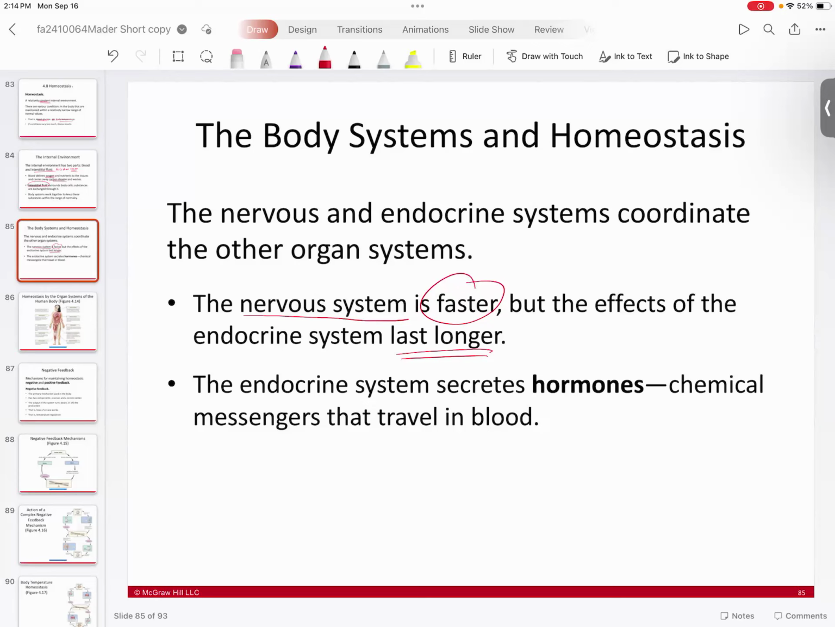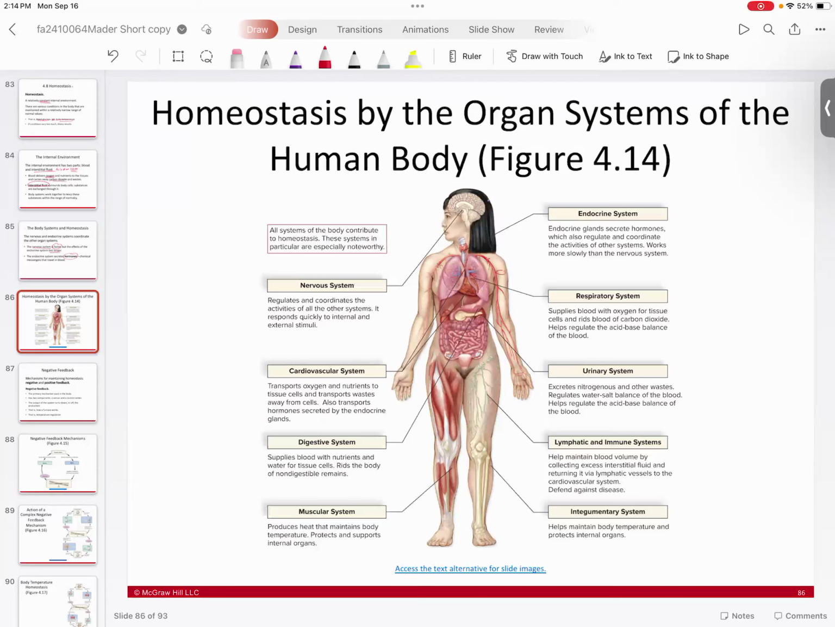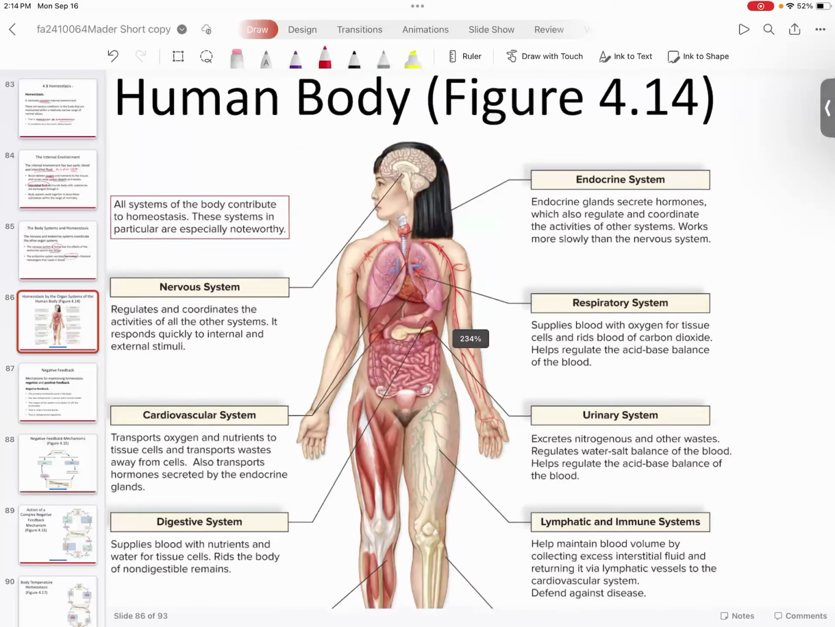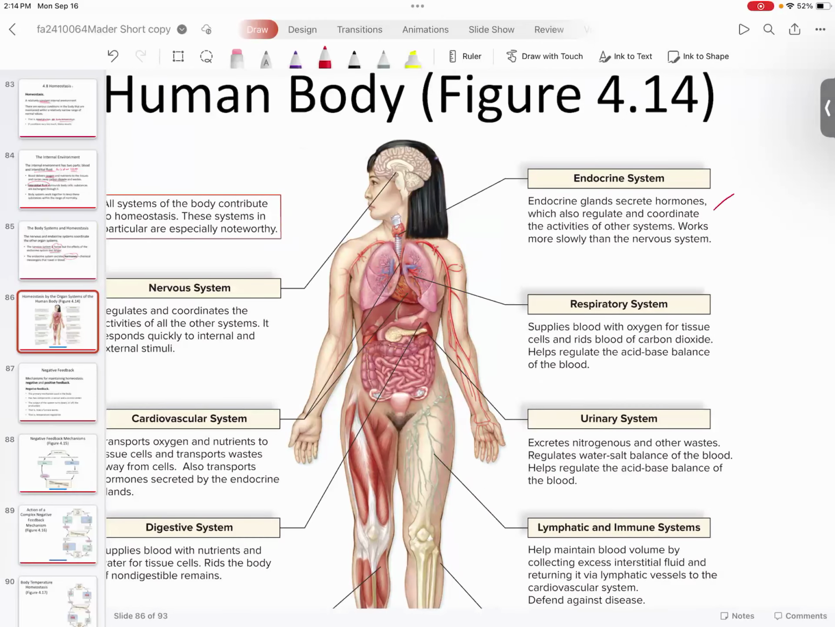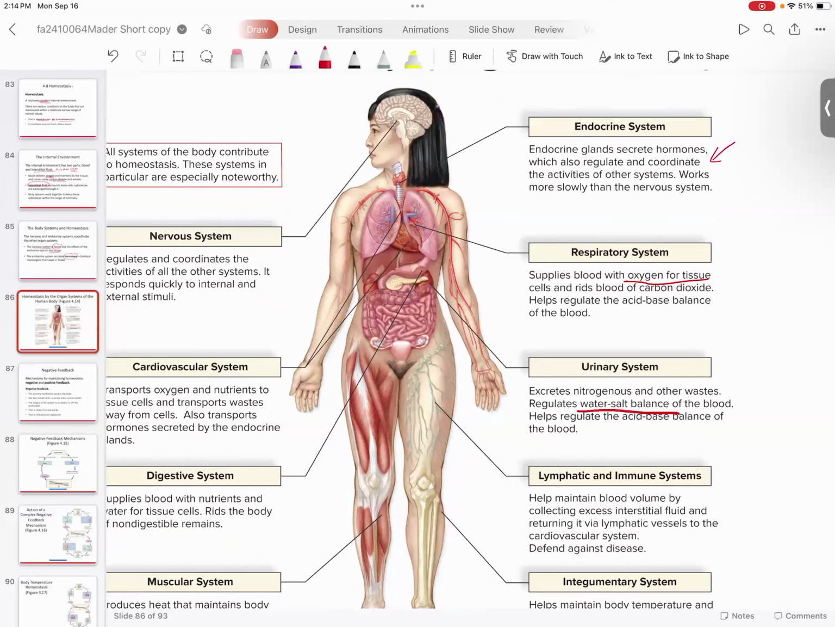The endocrine system typically is a chemical system, and this is where you're secreting your hormones, and your chemical messengers will then go through the bloodstream to regulate the activities of all of your different organs. When you take a look at homeostasis, your endocrine system is secreting hormones to regulate a lot of these responses. Your respiratory system is balancing oxygen and carbon dioxide with your tissues. Your urinary system is homeostatically balancing water and salt balances. Your lymph system is working along with your cardiovascular system to balance water as well.